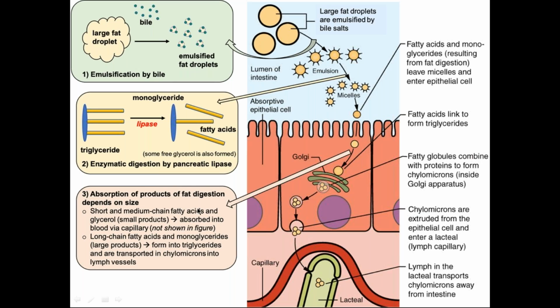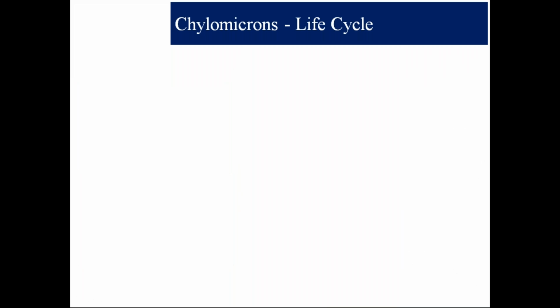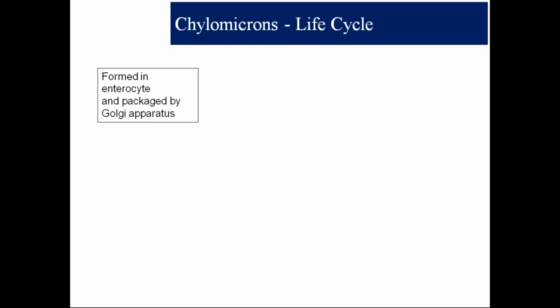In the epithelial cell, the short and medium chain fatty acids and glycerol will be absorbed into the blood via capillary, okay, which is not shown in the figure, and the long chain fatty acids and monoglycerides will form triglycerides and are transported into the chylomicrons, extruded out by exocytosis into the lymphatic circulation, into the lacteal or the lymph vessel. See, so chylomicron की life cycle क्या है?